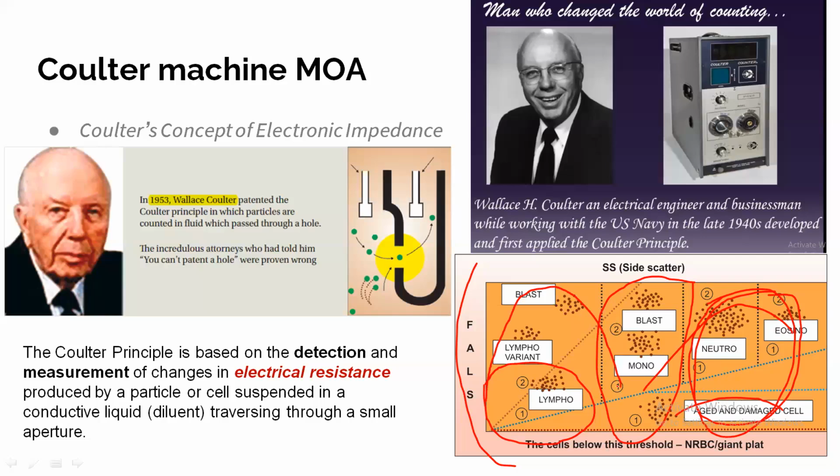Apart from this, the advanced counter machines also give us information like red flag signs, such as the blast population and all. These advanced counter machines will give that information. Most of the laboratories nowadays have the 5-part counter machine.